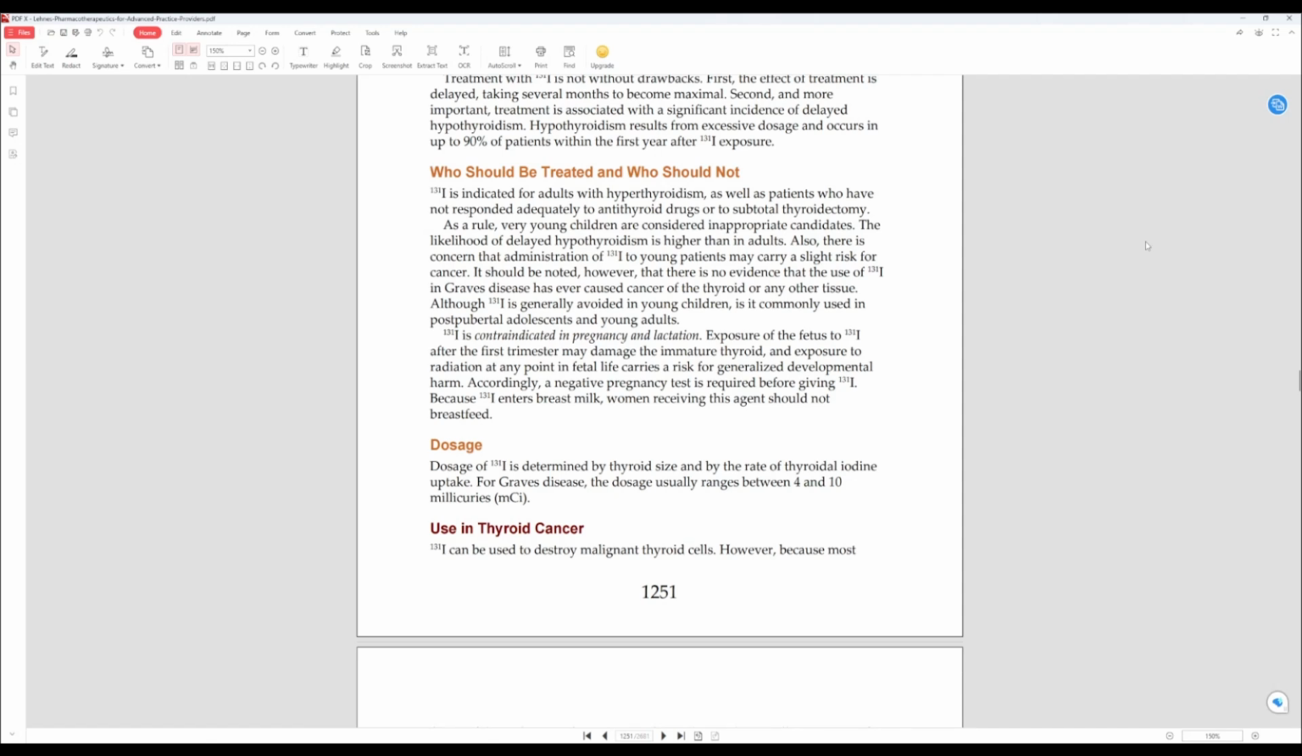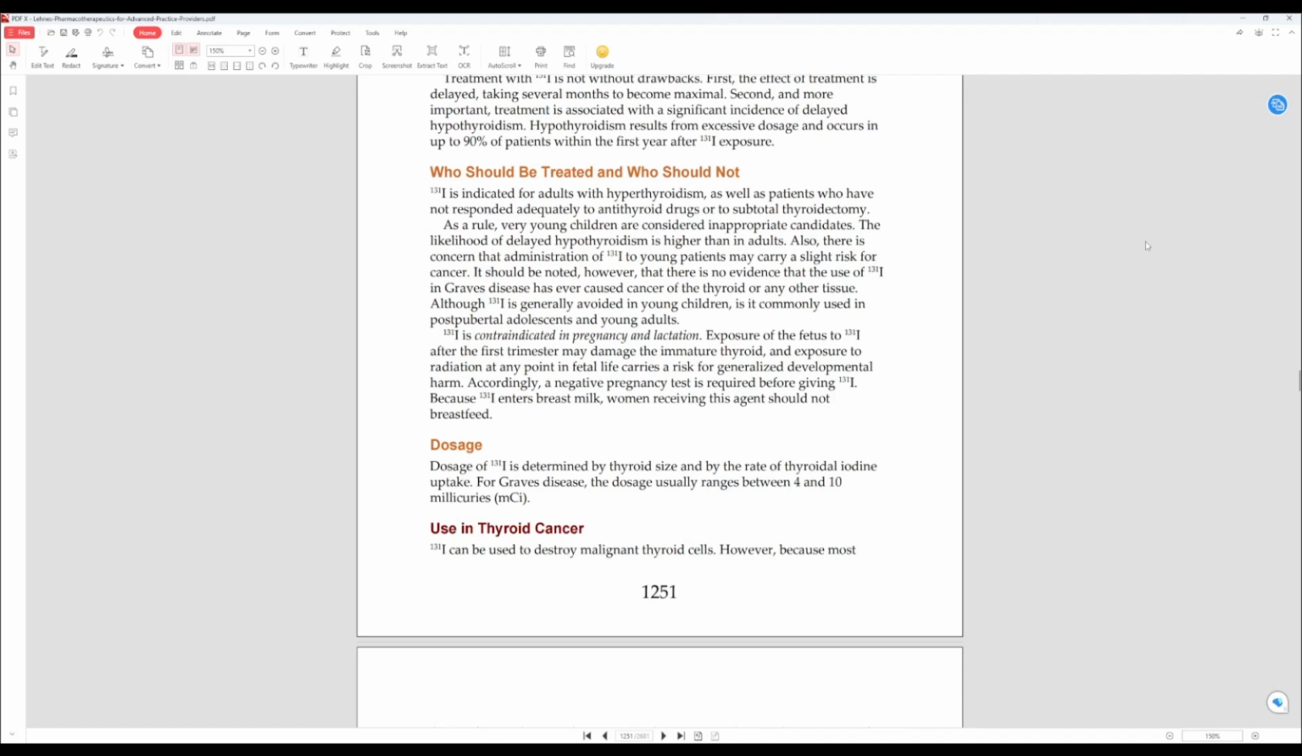So who should be treated and who should not? Iodine-131 is indicated for adults with hyperthyroidism, as well as patients who have not responded adequately to antithyroid drugs or to a subtotal thyroidectomy. As a general rule, young children are not considered, and it's inappropriate to consider them. The likelihood of delayed hypothyroidism is so high, and it's much higher than in that of adults.